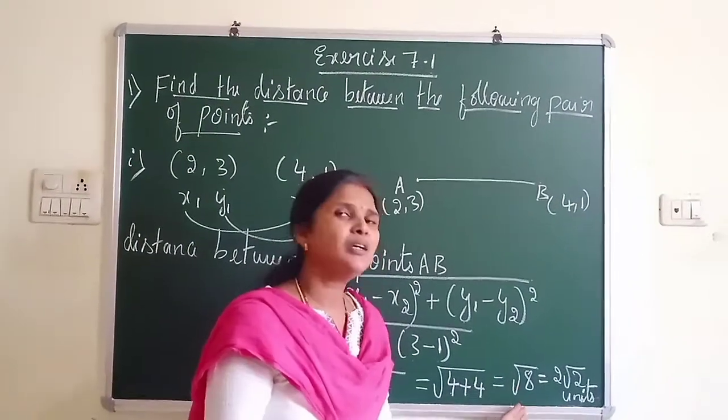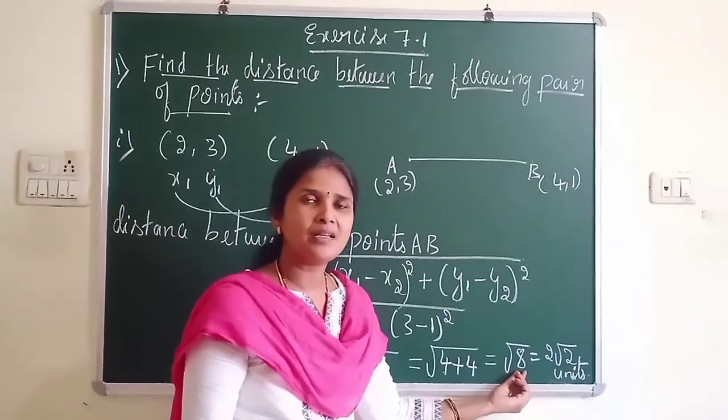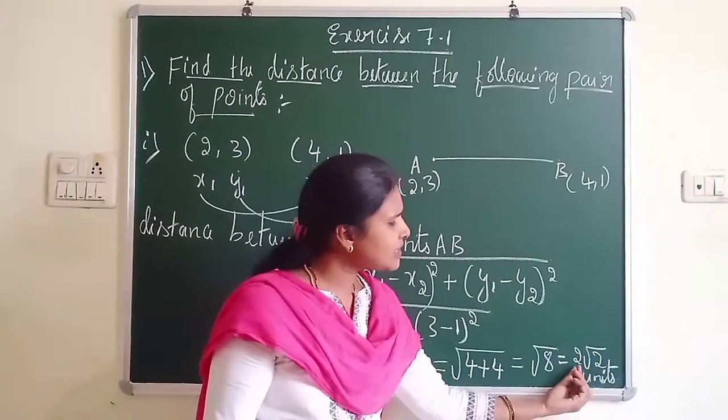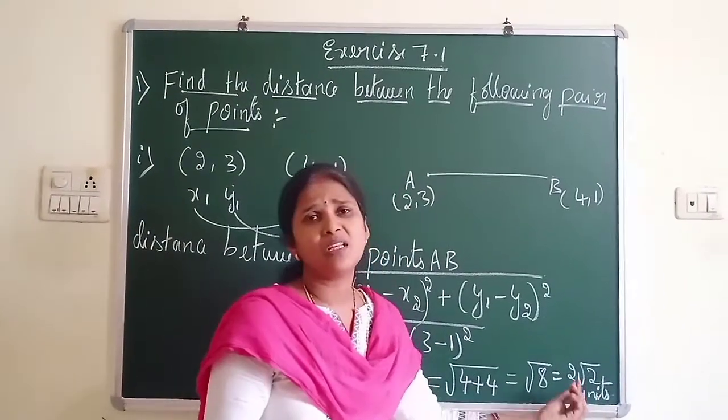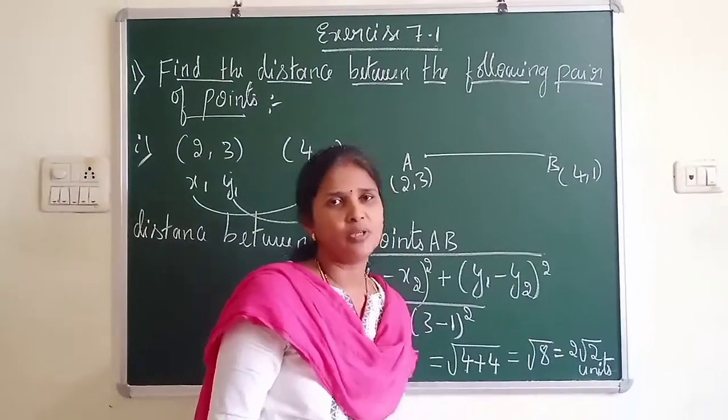Always keep the answer in standard form, which means remove the square root. What is square root of 8? You can write it as 4 2s are 8, square root of 4 is 2. So the answer is 2 root 2. He has not mentioned any centimeter or meter, so you can just write units. So 2 root 2 units.